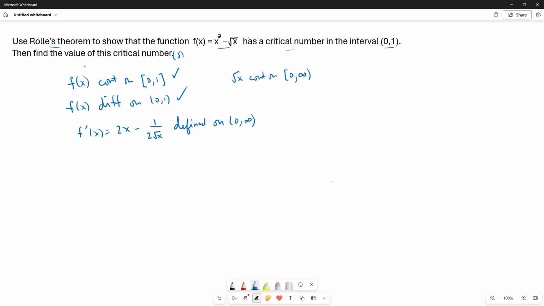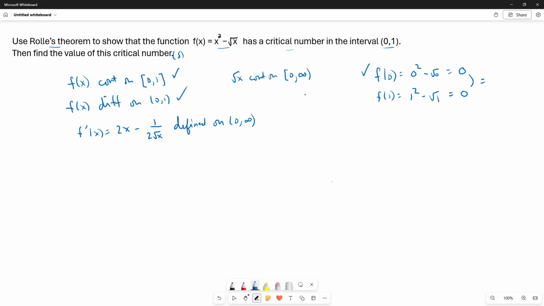The next thing we need to use Rolle's theorem is that the function must have the same output at both endpoints. So if we calculate f of 0 and f of 1, in order to use Rolle's theorem, these two values must be equal. So f of 0 is 0 squared minus the square root of 0, which is 0 minus 0, and that's 0. And f of 1 is 1 squared minus the square root of 1, and that's 1 minus 1, so that's 0. So they are equal, and so we can use Rolle's theorem.